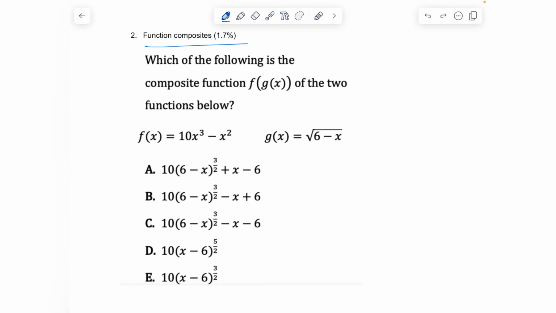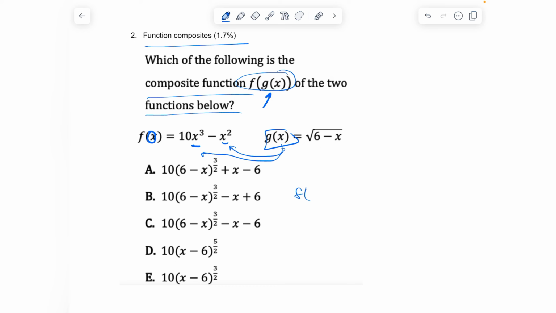All right, for this skill. Composite functions. Which of the following is the composite function f of g of x of the two functions below? So this looks very confusing. What's this notation that's actually happening here? What you're doing is you're taking a function f of x where you have everything in terms of x's, right? And you're plugging in a whole new function, g of x, into each of those x's.